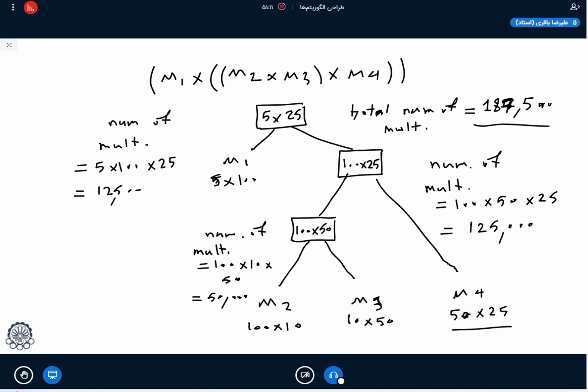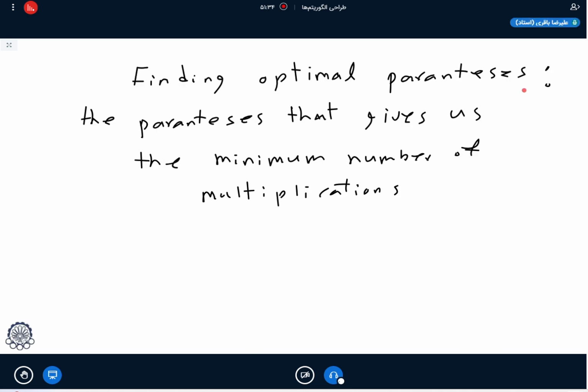So when we are going to multiply some matrices, we should do this multiplication in an optimal manner. We should find the optimal parentheses for the multiplication of matrices. By optimal parentheses, we mean the parentheses that give us the minimum number of multiplications. We are going to find this optimal parentheses. Okay, any question?